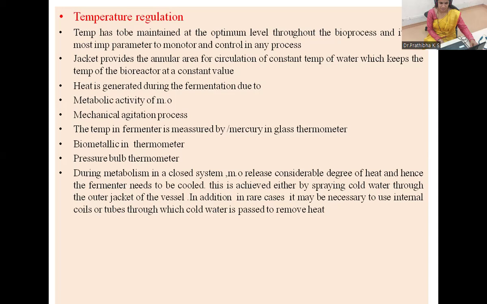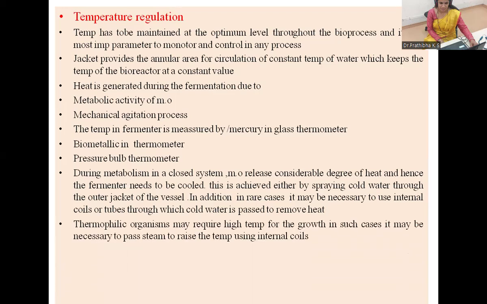To reduce the temperature, we send cold water. And to increase the temperature, a heating coil device will be used. Thermophilic organisms may require high temperature for growth. In such cases, it may be necessary to pass steam through internal coils to raise the temperature. A steam valve and steam inlet pipes will be there, and through them we can send the steam. So this is all about the temperature regulation.